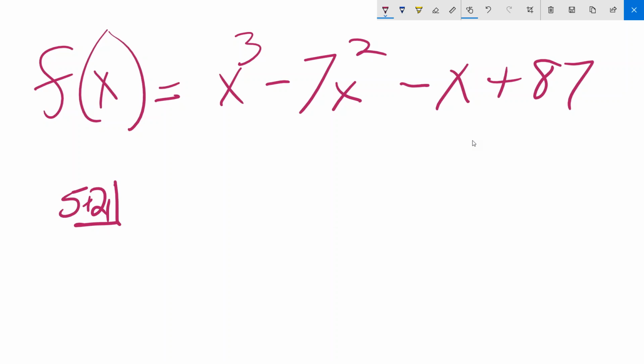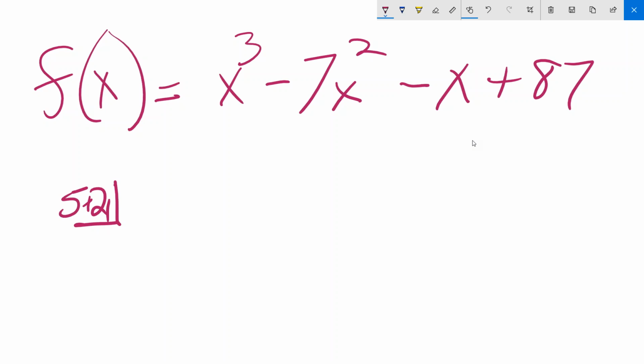So I'm going to divide this cubic by 5 plus 2i. I'm going to take my answer and divide it by 5 minus 2i. And I'm going to be left with a linear factor that will give me one real answer.